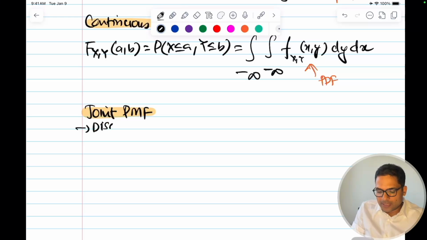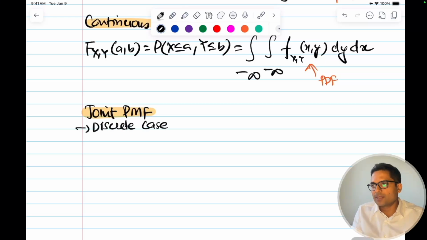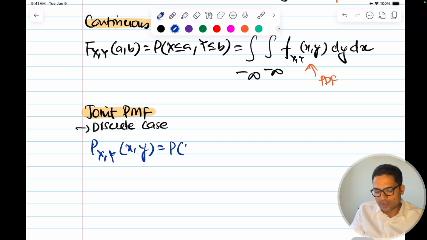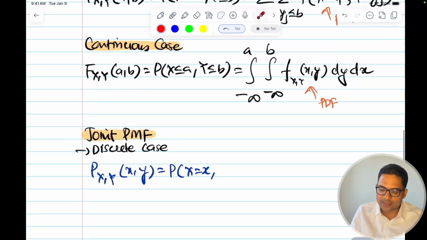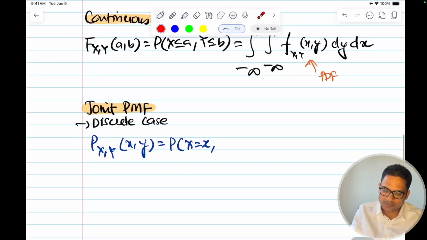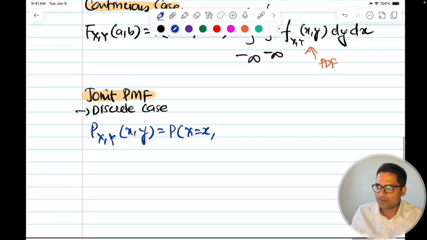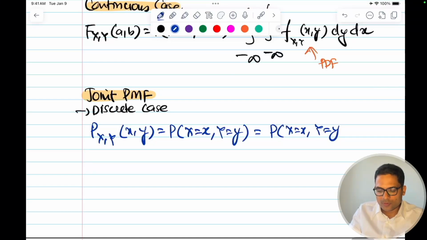Write it again for the discrete case, countable case. The formula will be probability of x comma y is equal to probability of X equal to x. Okay, so PMF is at a particular point. CDF is the cumulative, the running sum, the sum of all the values. PMF is at a particular point because we have these points, right? Remember that. So X equal to x and Y equal to y. This is equal to probability of X equal to x, comma, Y equal to y.